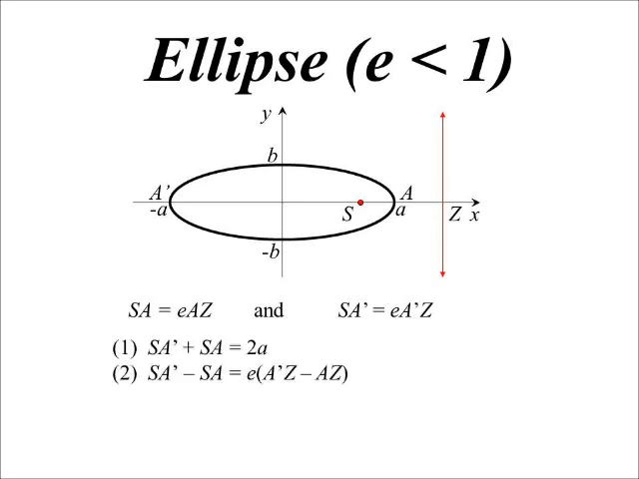If I add them together, if you have a look at SA plus SA dash, basically it's the width of the ellipse. So that would be 2A. If I said SA dash minus SA, then using the definitions, that's eccentricity times A dash Z minus AZ. Now have a look at A dash Z minus AZ, and once again we get the width of the ellipse. So that's going to be 2A, but times the eccentricity. So basically I've got some simultaneous equations now.